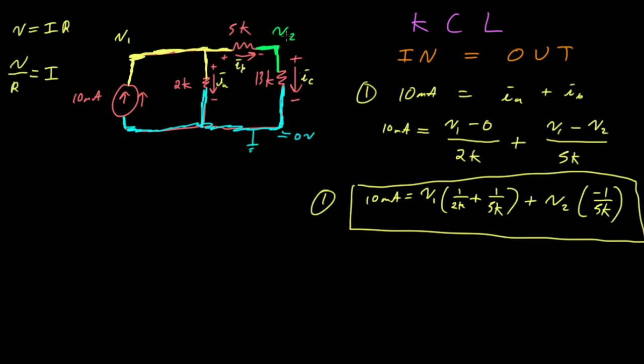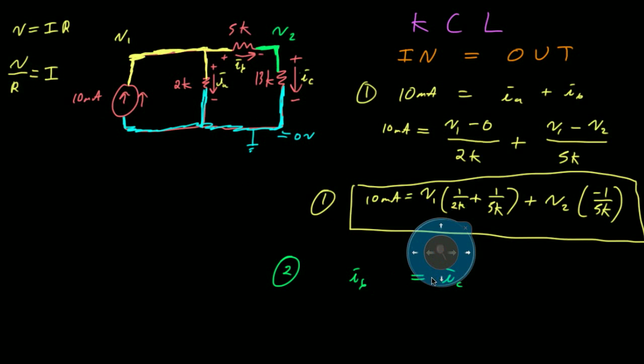So now let's just go ahead and do the same thing for our second equation. So this is the second equation. And again, we just have to write what goes in equals what goes out. What goes into my V2 node is my current IB right here, and the only thing that flows out is my current IC.